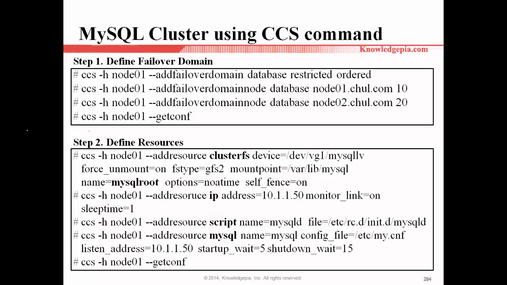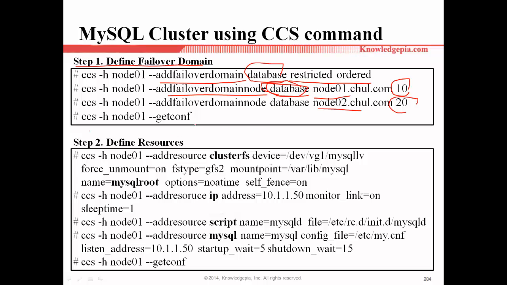MySQL cluster using the CCS. Step 1, define the failover domain. So add failover domain. In my case, I will use the database with restricted and ordered as an option. And add failover domain node. So database, the failover domain name, and node 1, node 2, node 3 will be the members of this failover domain with priority 10, 20, 30 like this.